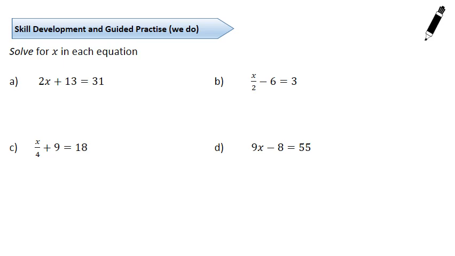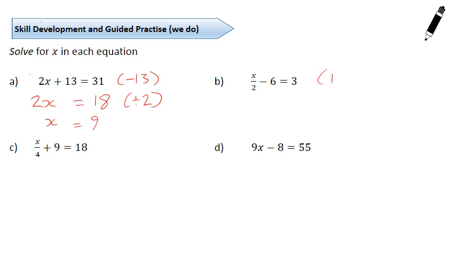Right, pause the video, have a go at doing these in your book, and then replay the video and we'll do them both together. Right, this first one, 2x plus 13 equals 31. Undo it by getting rid of that 13, so we're going to use an inverse operation for the plus, so we're going to minus 13 from both sides. So 31 minus 13 gives us 18. Now we have to undo that times 2, so we're going to divide by 2. x equals 9.